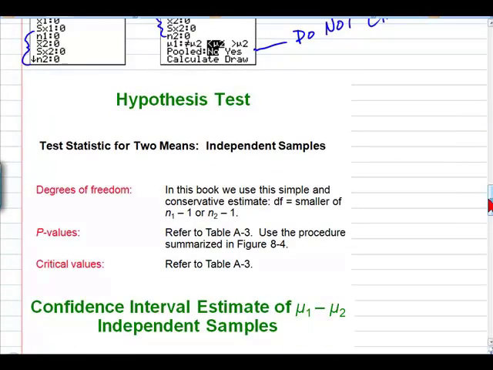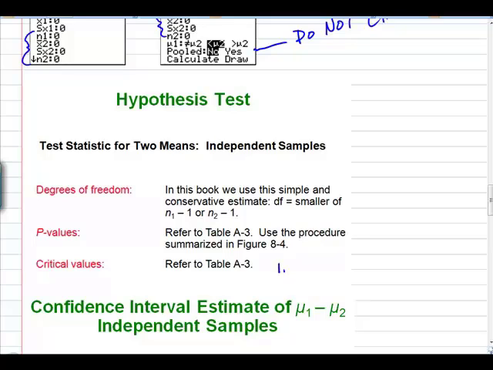The test statistic for the two means with independent samples. Whenever we're doing a test of hypothesis, the degrees of freedom is going to be a simple method in this book. It's going to be the smaller of either your first sample minus 1 or the second sample minus 1. Pick the smaller one. The p-values are going to come from the calculator, and for the critical values, we're going to use this method right here in order to find our critical value. We'll use this for our degrees of freedom as well: the smaller of n minus 1 for either the first sample or the second sample.